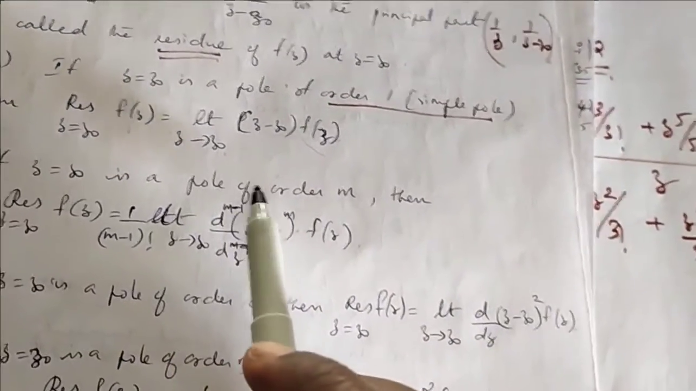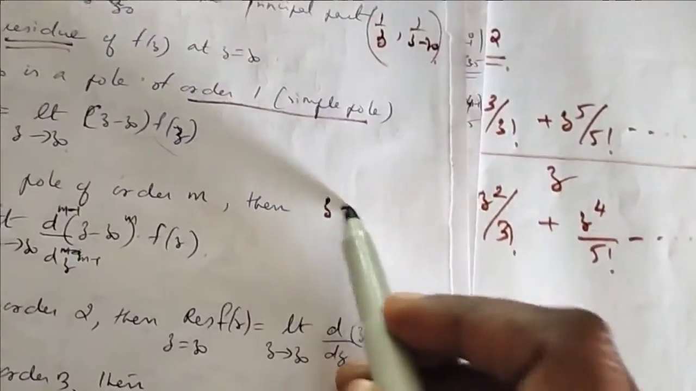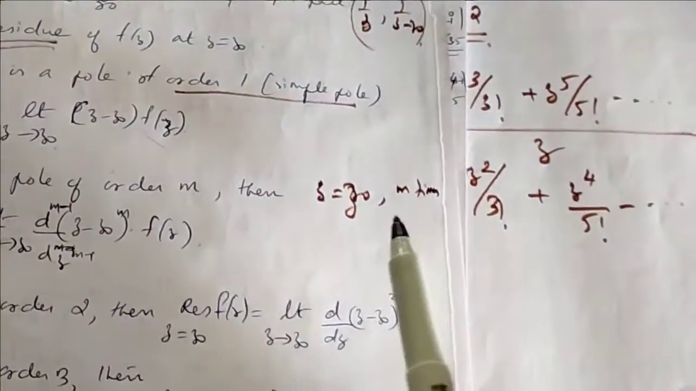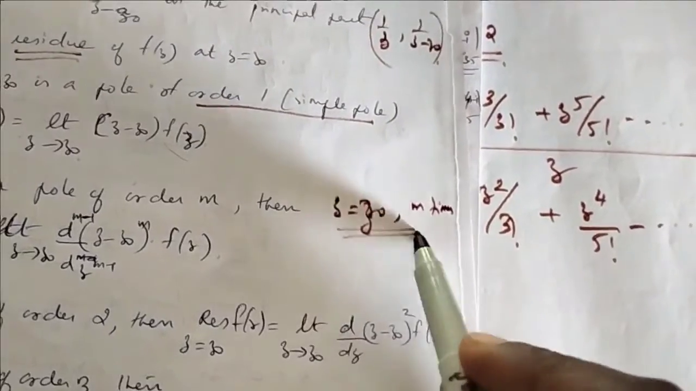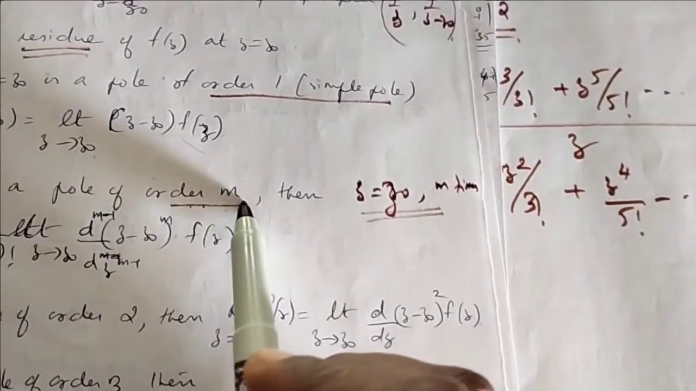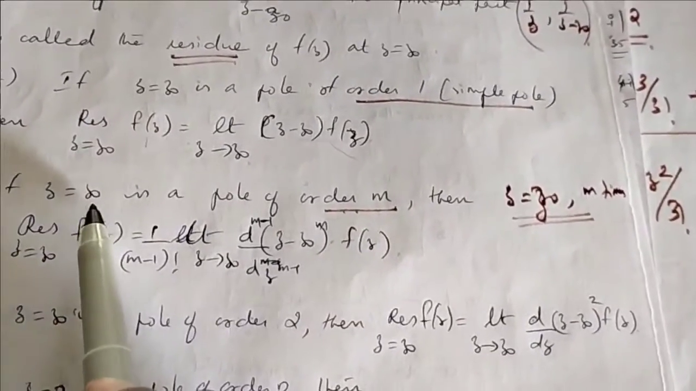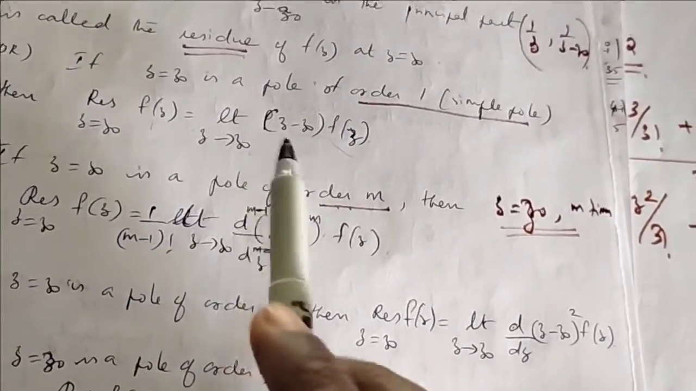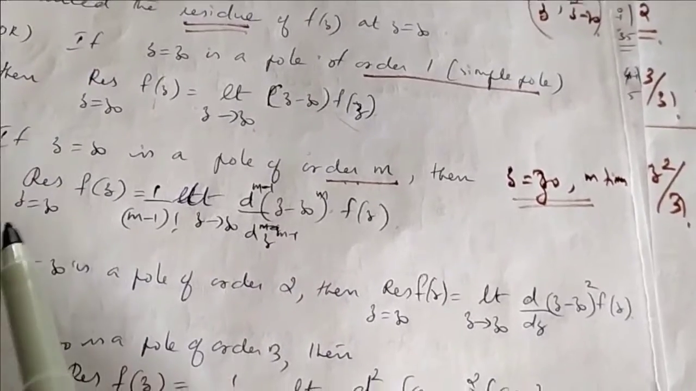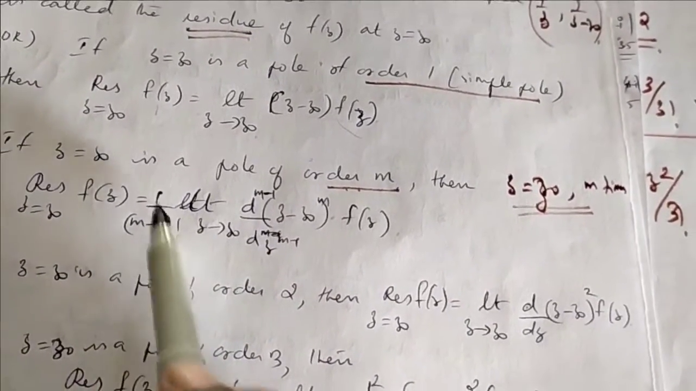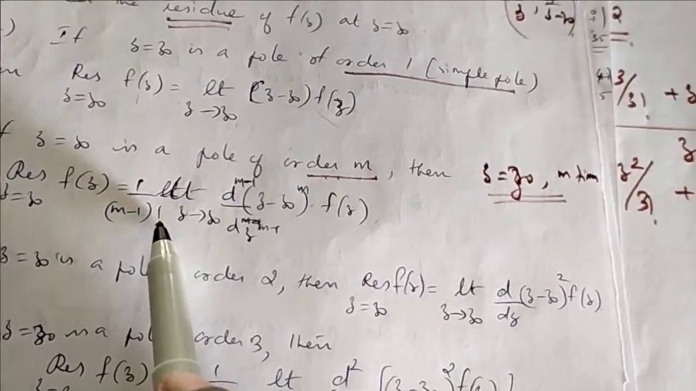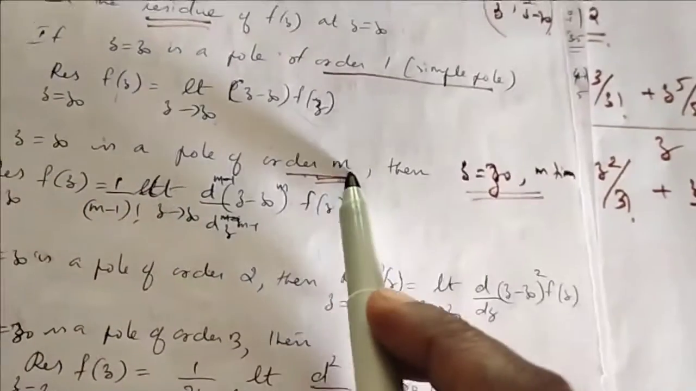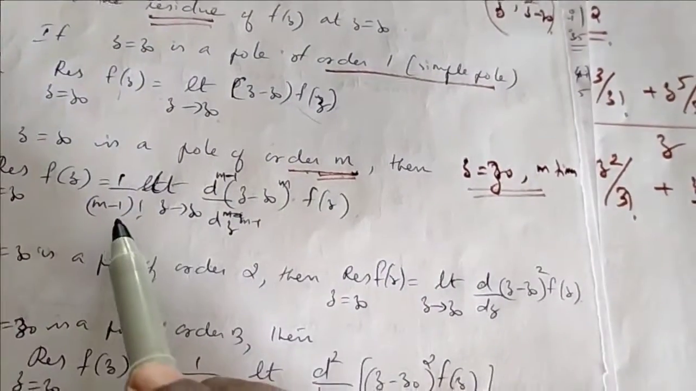And if z equal to z naught is an m times repeating singularity, we can say that it is a pole of order m. Then how will you find the residue? There is a small modification in the formula. The residue at z equal to z naught of f of z is 1 by (m minus 1) factorial. Since z naught is an m times repeating singularity, we subtract 1 from m, so it is m minus 1.